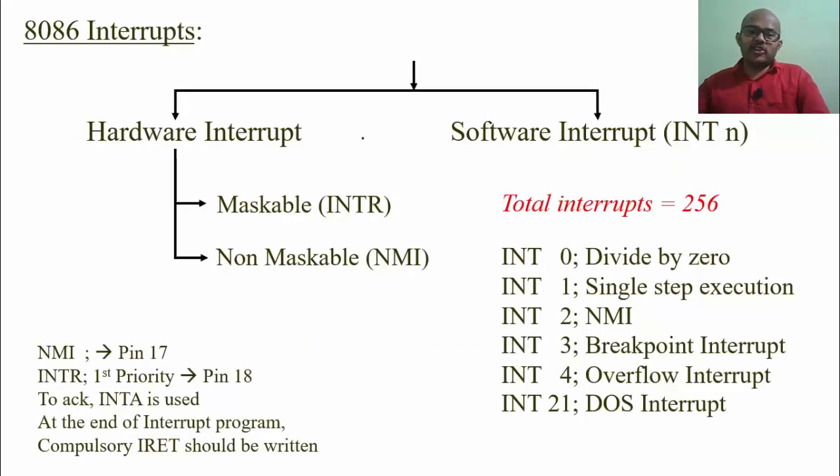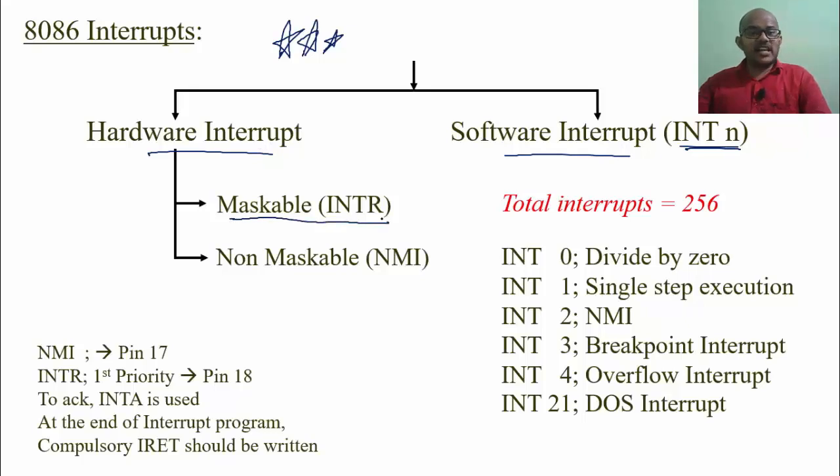Now, if I'm talking about 8086 interrupts, I can classify them into hardware interrupts and software interrupts, the latter also denoted by INT n. In the case of hardware interrupts, you have the maskable interrupt, for example INTR, and the second one is the non-maskable interrupt, that is NMI. In the case of software interrupts, they are determined by INT0, INT1, INT2, and so on, up to INT255.